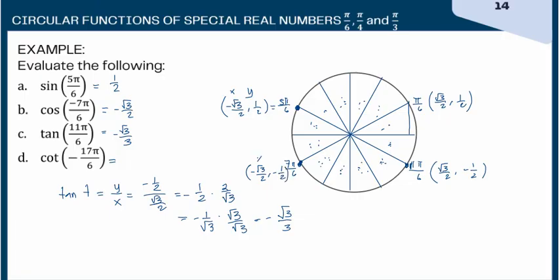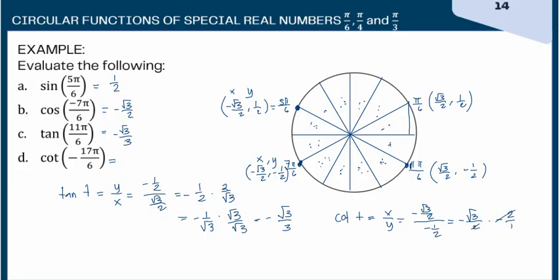And then remember, this is our x, this is our y. If we're talking about cotangent, that is cotangent t is going to be equal to x over y, which will give you negative square root of 3 over 2 divided by negative 1 half, which is just negative square root of 3 over 2 times negative 2 over 1.